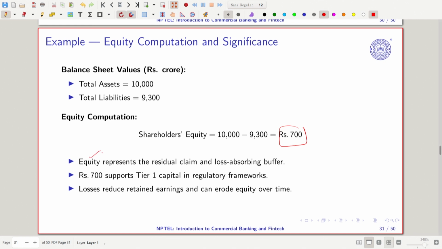Sometimes this amount that we have calculated here is part of tier 1 and tier 2 capital. I think you'll have to wait for some time to understand it in detail. When we discuss the Basel norms, these norms will come up, and then we'll be discussing those further.